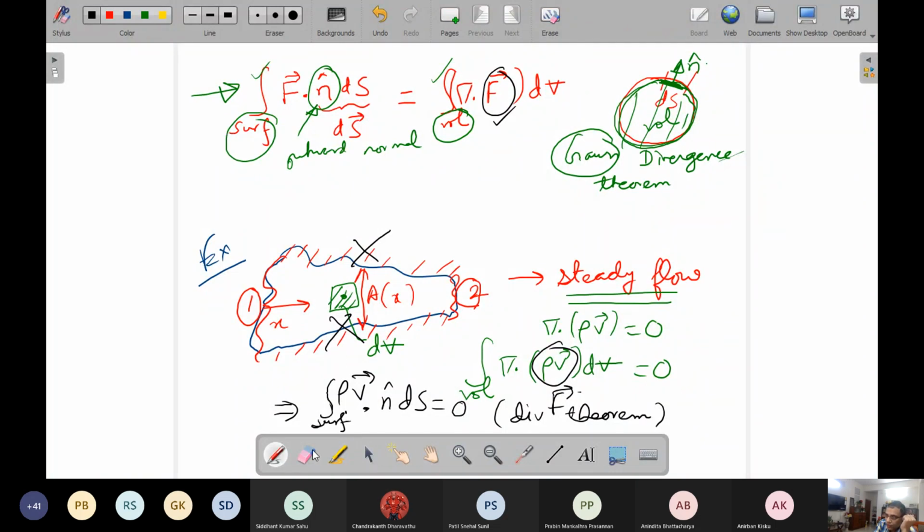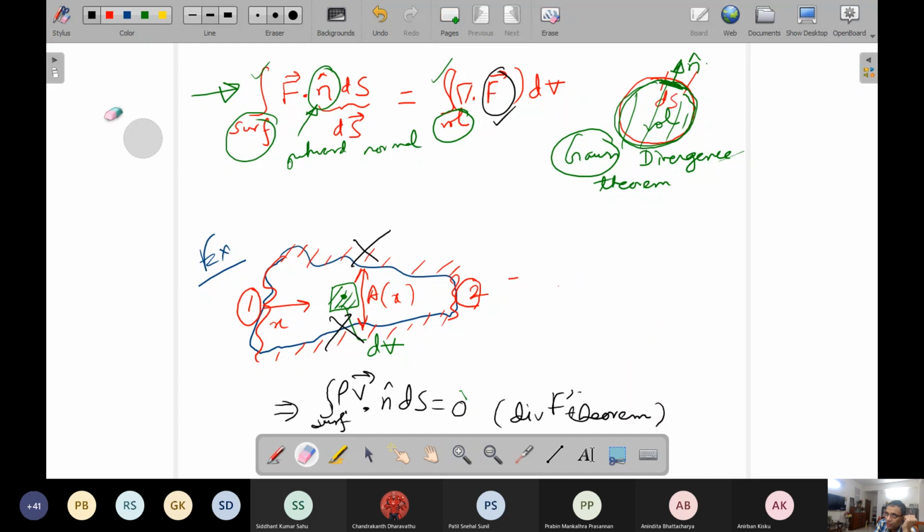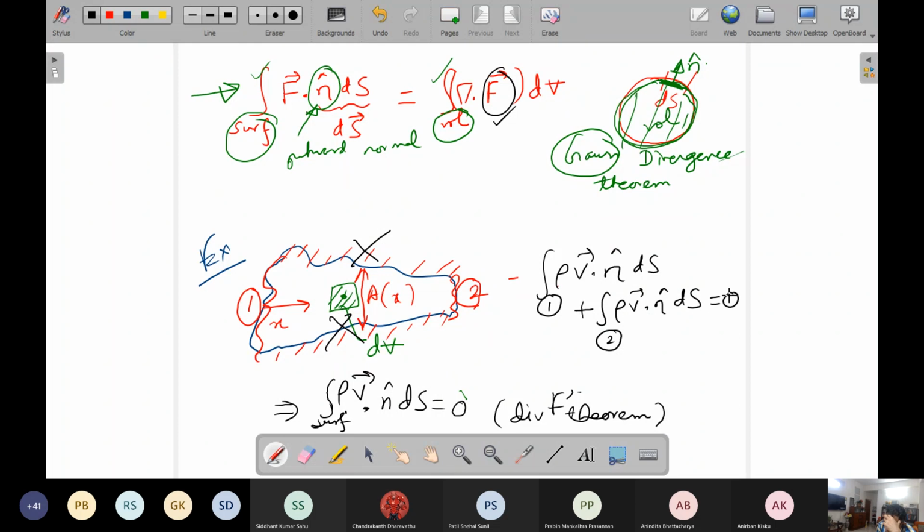Therefore, if you now convert it to the integrals on the respective surfaces, only for surfaces 1 and 2, it is non-zero. Otherwise, I mean, it is non-zero in a sense that it is contributory. But for all other surfaces, it is not contributory because there is no flow across the other surfaces. So simply you can write for the surface 1 plus, this is equal to 0.